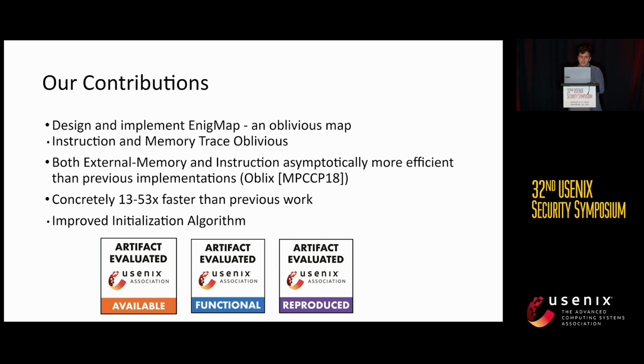Our contributions were that we designed and implemented EnigMap, an oblivious map that is both instruction and memory trace oblivious. And we improved the asymptotics of external memory, which resulted in a 13 to 50 times faster improvement compared to previous work. We also provide an improved initialization algorithm.